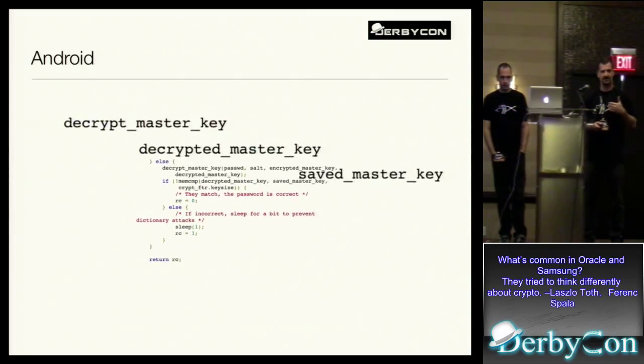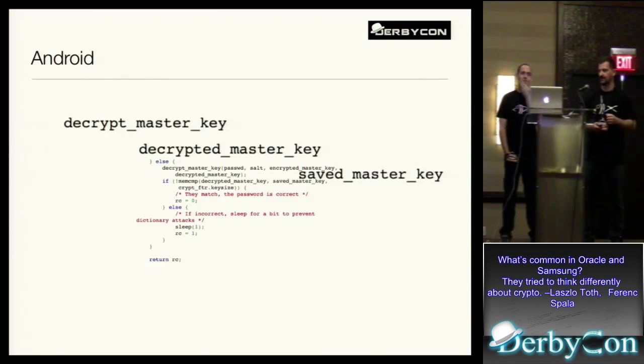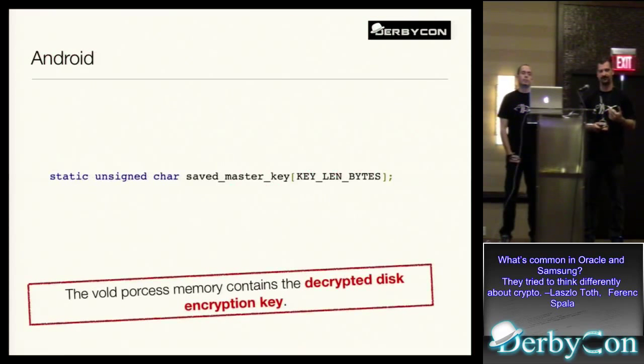The decrypt_master_key function is called to decrypt the encrypted key, called the master key here, with the supplied password. The result is stored in the decrypted master key array. Then, the decrypted master key array is compared to the saved master key. And there is a sleep call against brute force attacks. Nice try, isn't it? But wait, we have a saved master key here. Strange as it may seem, in the Vold process memory you can find the clear text encryption key. Fortunately enough, it runs as root, so you need root privileges to dump it.